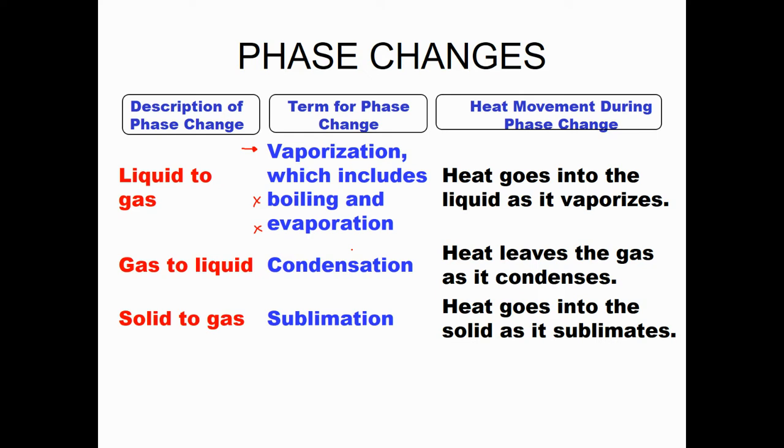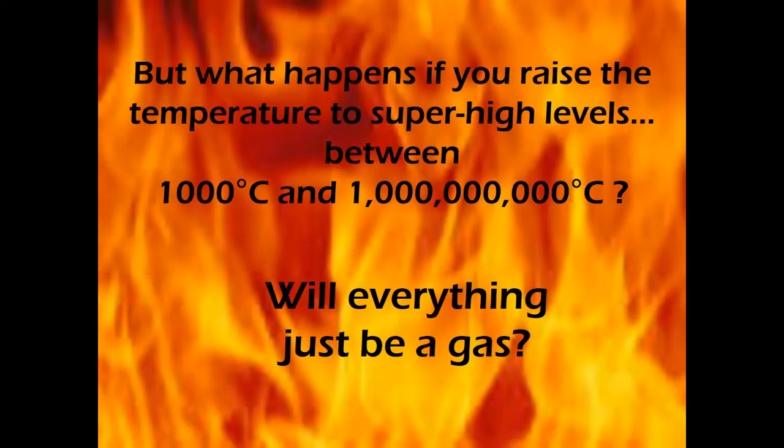If I go gas straight to a liquid, we're going backwards now, we're condensing. This is how you make a cloud. Water vapor in the air cools down and forms water droplets, which makes a cloud. Heat is leaving the water vapor as it condenses. If I go solid to a gas, I'm sublimating. Sublimation is going from a solid straight to a gas, and that would be heat going into the solid. It's skipping the liquid phase.